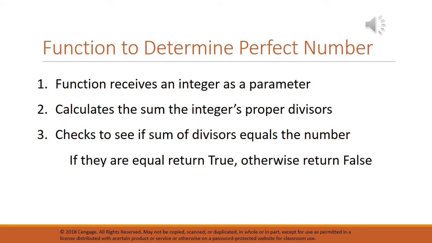Our function will receive an integer as a parameter. It's this integer that we're going to check to see whether or not it's perfect. We're going to calculate the sum of this integer's proper divisors. Then we're going to check to see if that sum equals the number that was passed in. If the sum of its divisors equals that number, we're going to return true. Otherwise, we're going to return false.